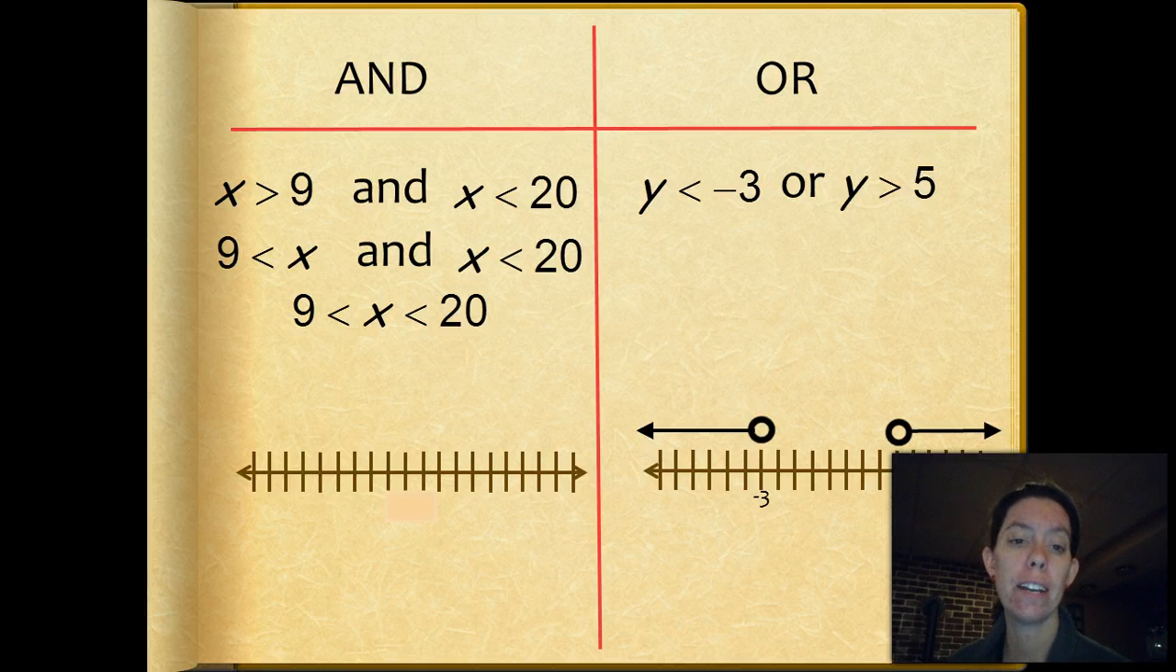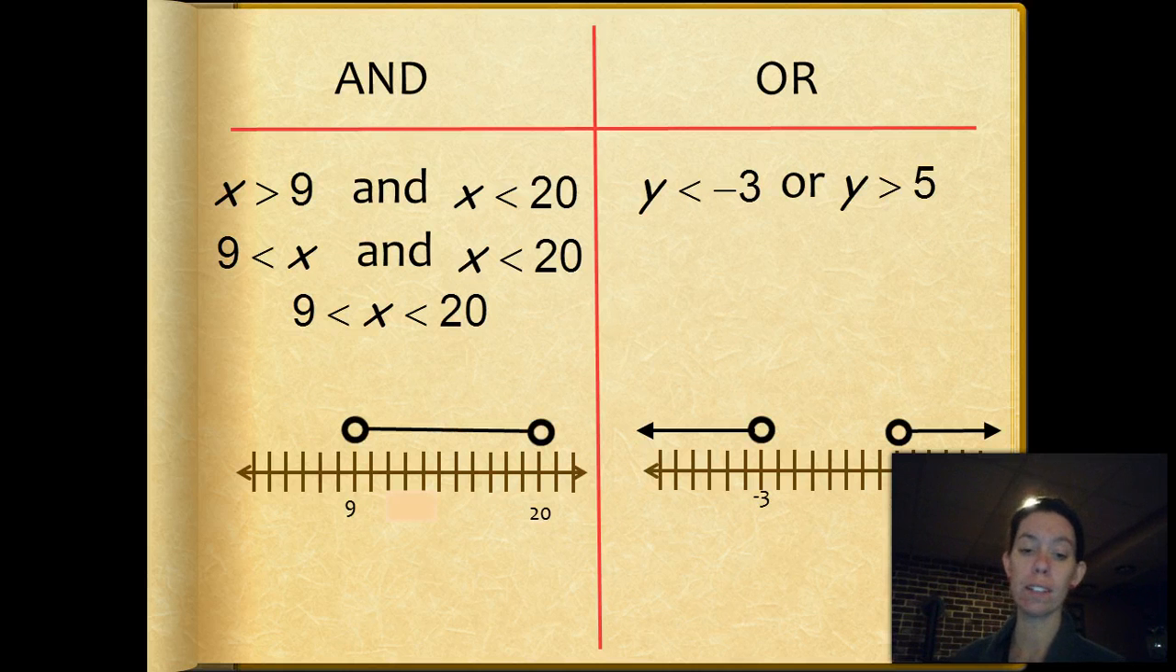When you graph an and inequality, you need to put both numbers on the number line. Then you use open or closed circles depending, but in this case they'll be open circles on the 9 and the 20. And we want to fill in all the solutions. Those would be the numbers between 9 and 20. So and inequalities look like barbells. Okay.